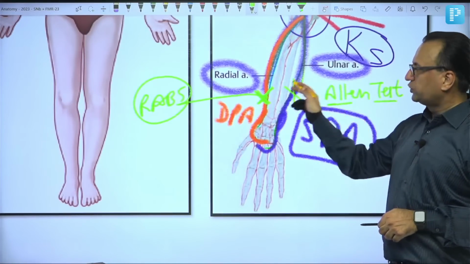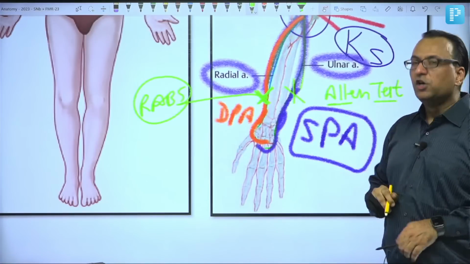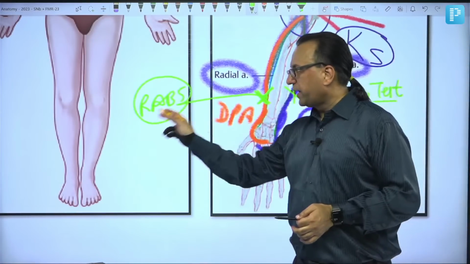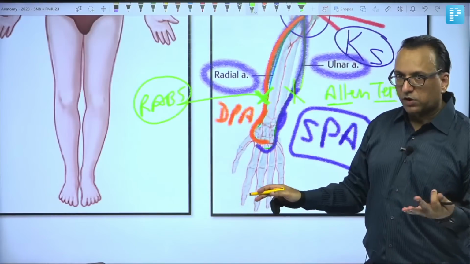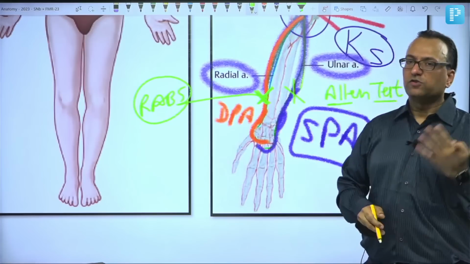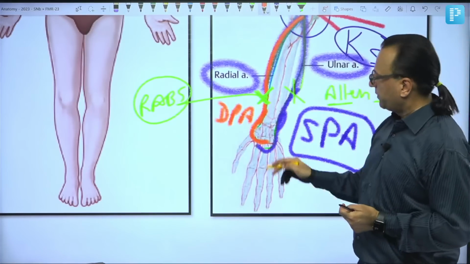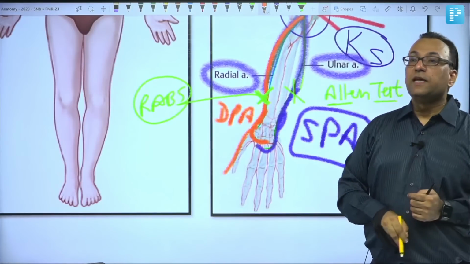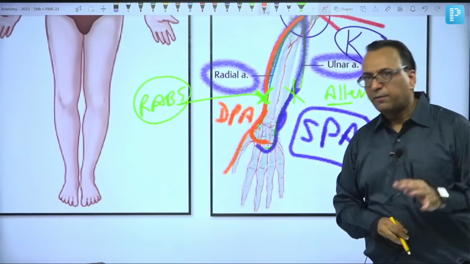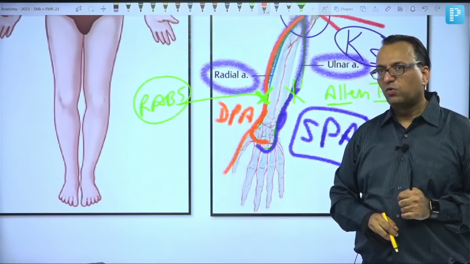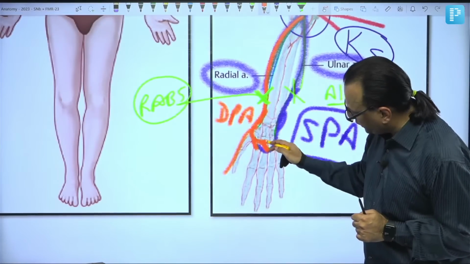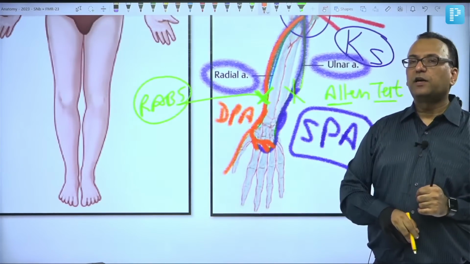Allen test is done to check the patency of ulnar artery, so that by chance when you were doing radial artery blood sample, if a thrombus was developing, thumb will not die of ischemia, because normally thumb is being supplied by radial artery. If there is a thrombus in radial artery, thumb will die. Will the thumb die? No. Why? Because there is anastomosis between the superficial and deep palmar arch.